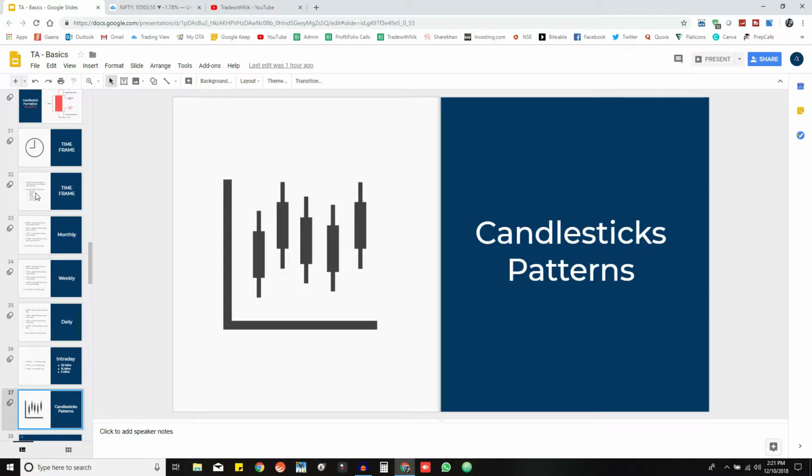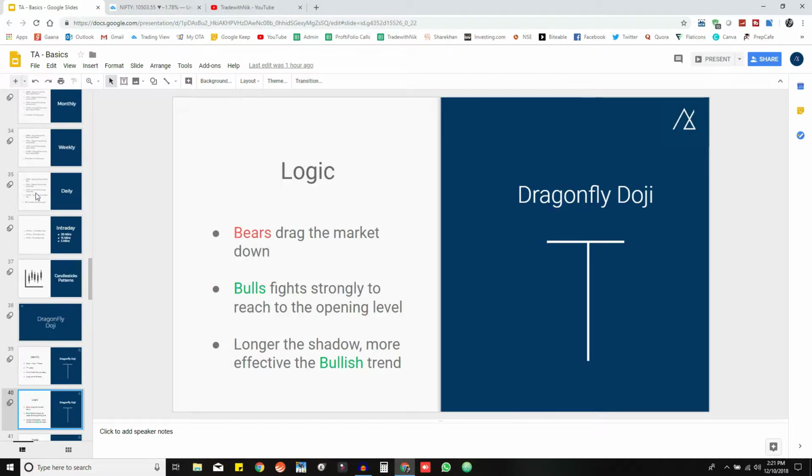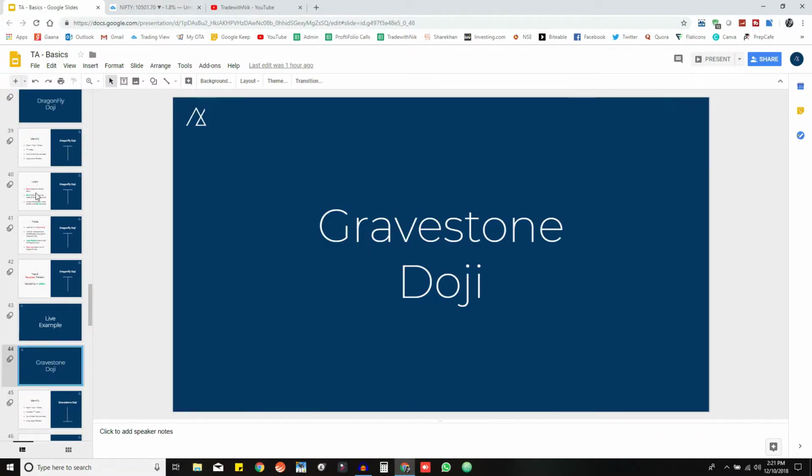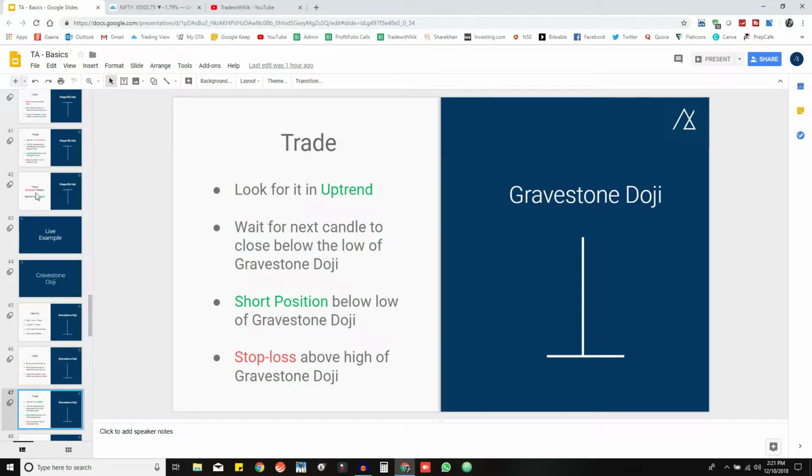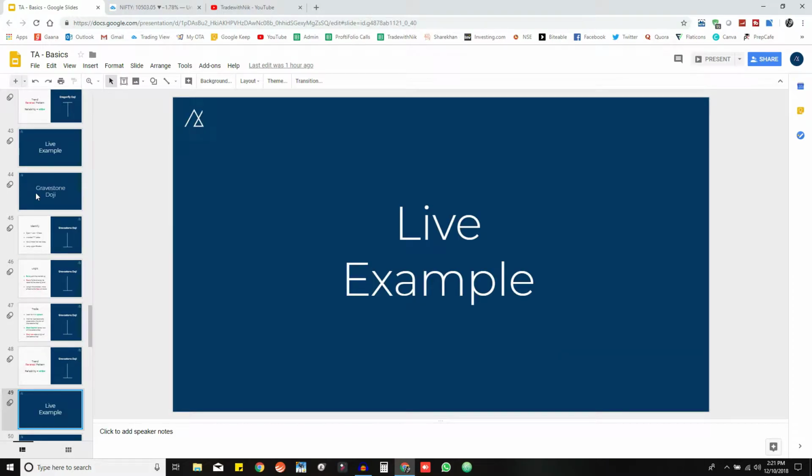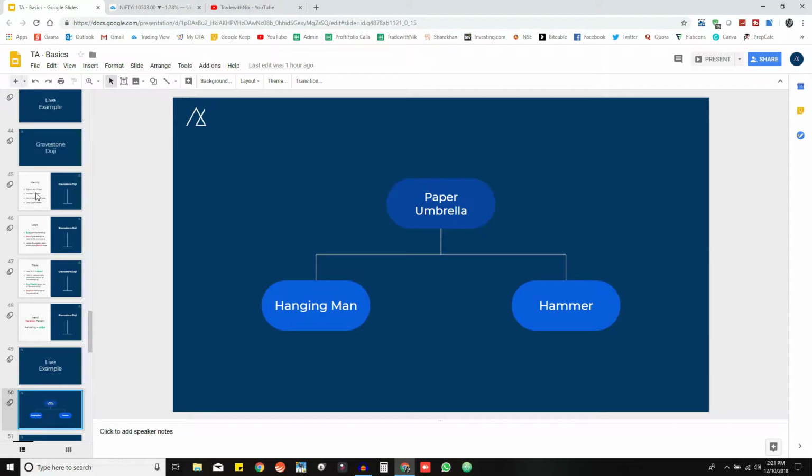Then we started to see some candlestick patterns. The first is the dragonfly doji, and we have seen a live example of it, and another one is the gravestone doji. So for today's session we are going to start with the paper umbrella.